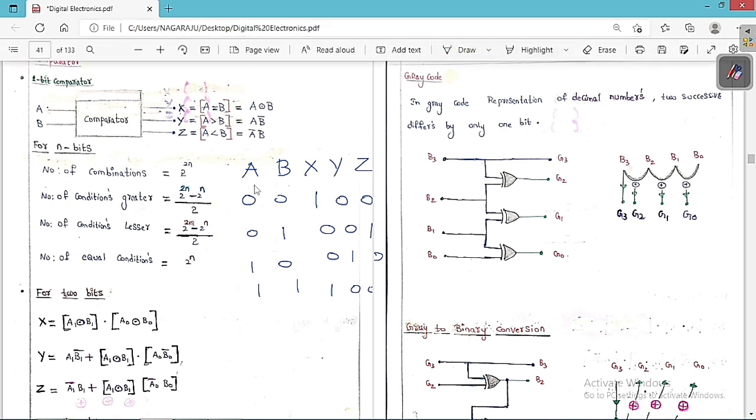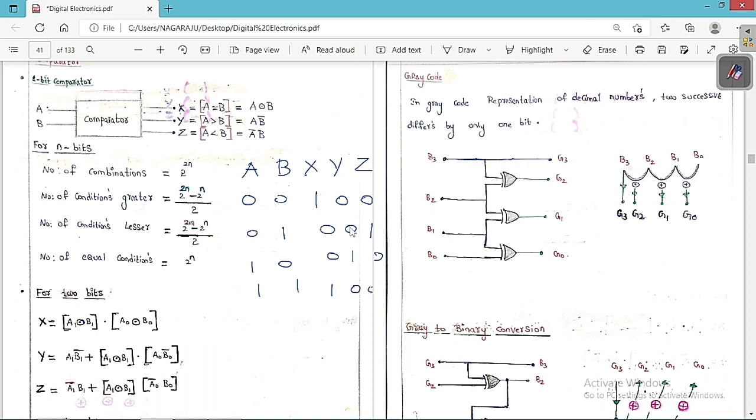So I have drawn this truth table for A and B, both having 1 bit. So 0 0, 0 1, 1 0, 1 1. For this case, A is equal to B, so X is going to get activated and the remaining things are 0. Similarly here A is less than B, so therefore Z is going to get activated. Similarly here A is greater than B, so therefore Y is going to get activated and the remaining things are 0. Similarly here A is equal to B, so X is going to get activated and the remaining things are 0.